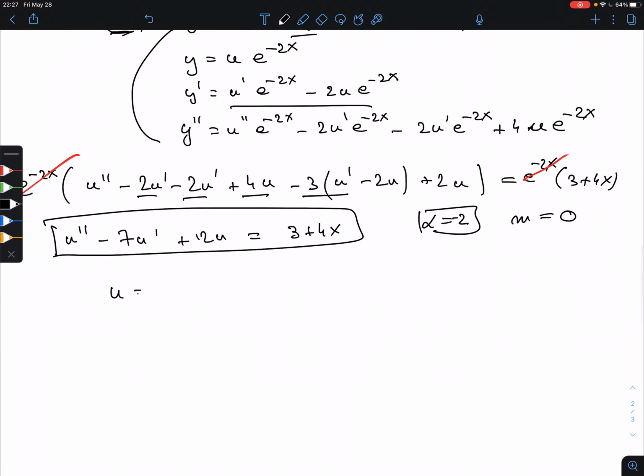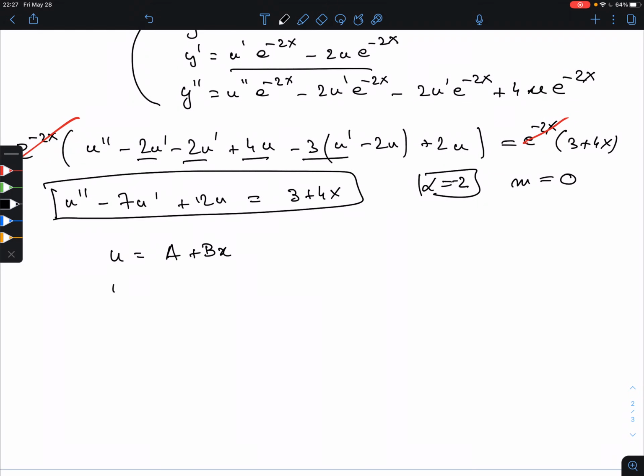We know that u is just going to be a plus bx. We'll see what happens in the next one. Okay, and then u prime is then b, and u double prime again is 0. Might seem strange, but it's okay.